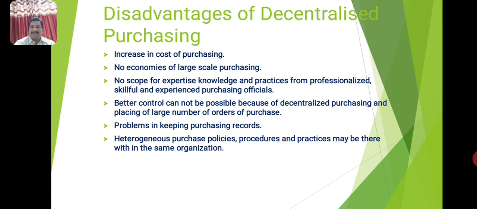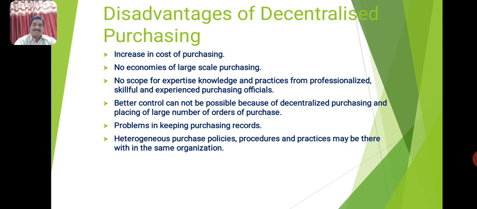So let us discuss the disadvantages once more. There may be a possibility of an increase in the cost of purchasing, and economies of large scale purchasing will not be obtained. Then there is no scope to get skillful purchasing practices because of the lack of a purchase department and the absence of a properly skilled and talented person. Then better control cannot be possible because of purchasing at different sectors with a large number of orders. Then there are problems in keeping purchasing records because the records are kept at different places. Then heterogeneity is there in the purchasing policies, procedures and practices.